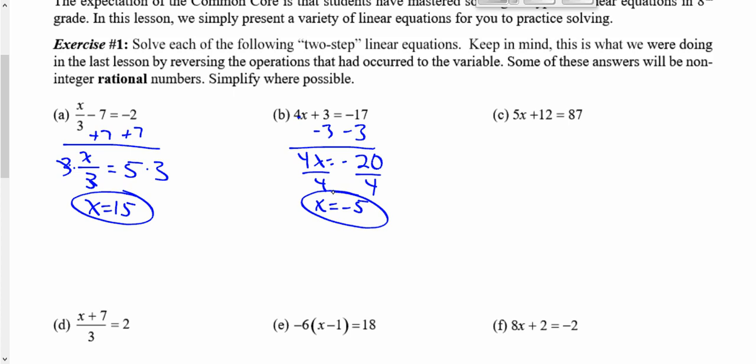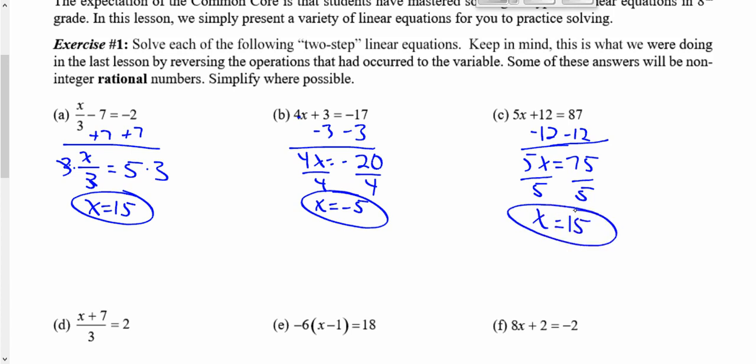Come on. Here. All right. Oh, I'm recording. I should have paused it, but whatever. Let's try this here. Minus 12, right? So we got 5x equals 75, right? And hopefully you didn't need a calculator for that to get 15. Okay?